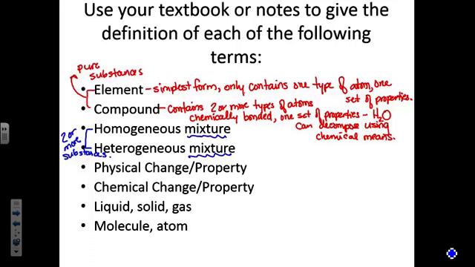And that means that there are two or more sets of physical and chemical properties when we look at a mixture. The difference between homogeneous and heterogeneous is homogeneous mixtures are one visible phase, and heterogeneous mixtures are two or more visible phases.